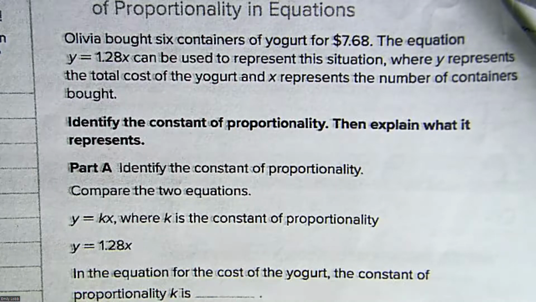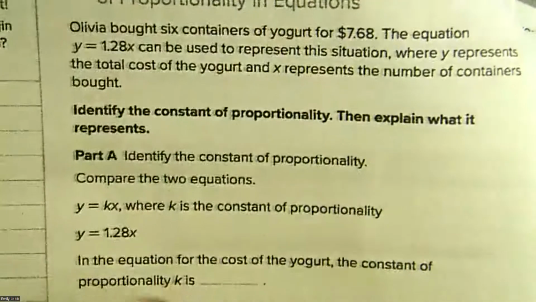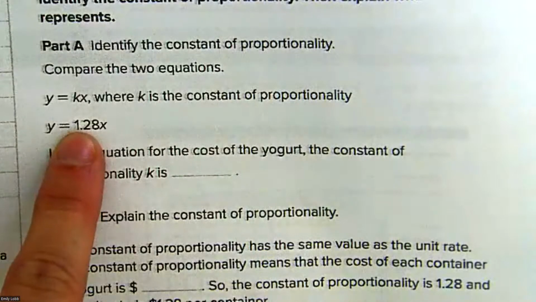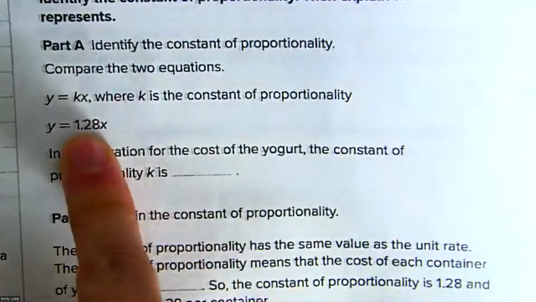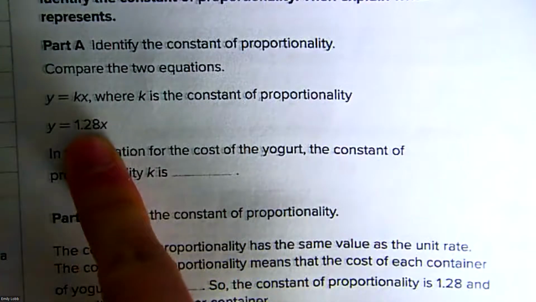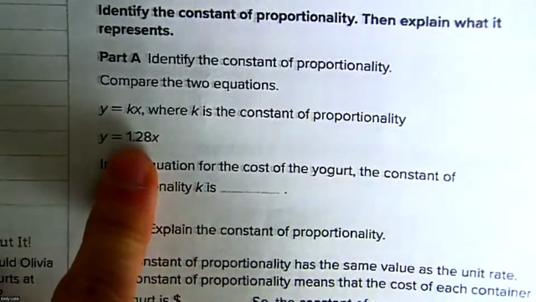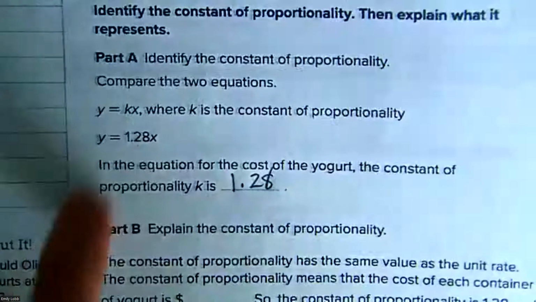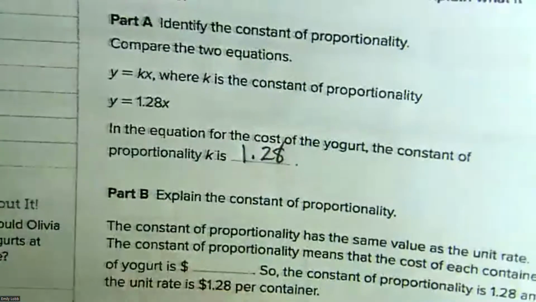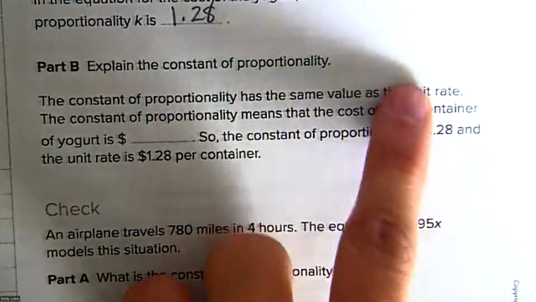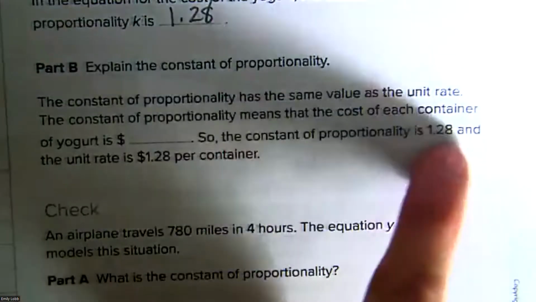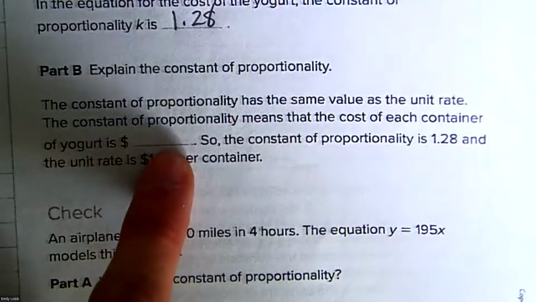So what is the constant of proportionality? What's k? What's in front of my x? K is 1.28. So that means that the constant of proportionality has the same value as the unit rate. And what was the unit rate? Each container of yogurt is what? $1.28.